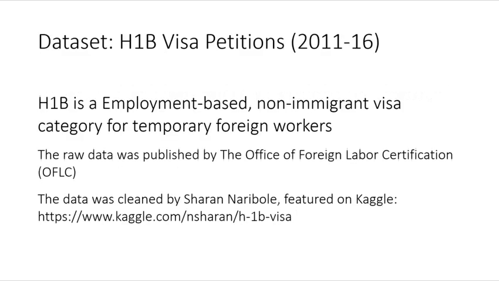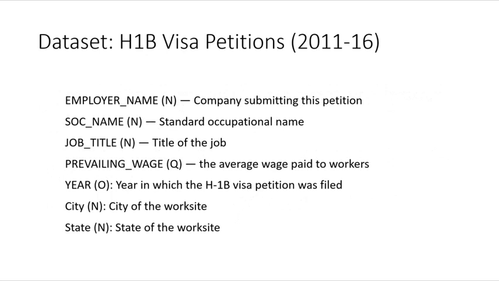This data set is dealing with H-1B, which are temporary visas that foreign workers can apply for when coming to the U.S. So this is just a data set found on Kaggle. It's organized in a way where the rows are each different visa petition and the columns are these things.